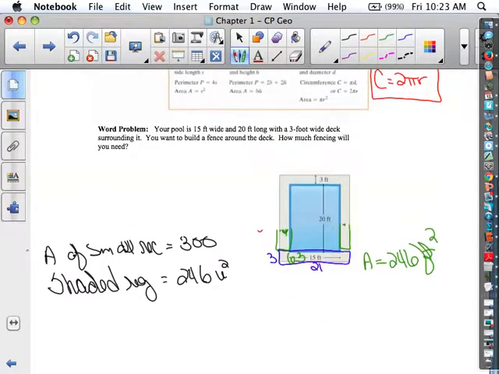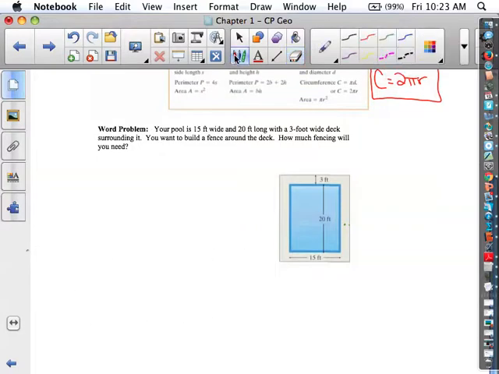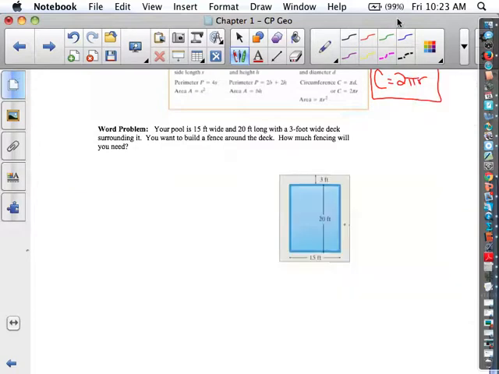Okay, let's take a look at the next problem in your packet. It says that your pool is 15 feet by 20 feet. So it's 15 feet long or wide, 20 long. Then it says there is a 3-foot wide deck that surrounds your pool. So that's this area all the way around, surrounding that pool.